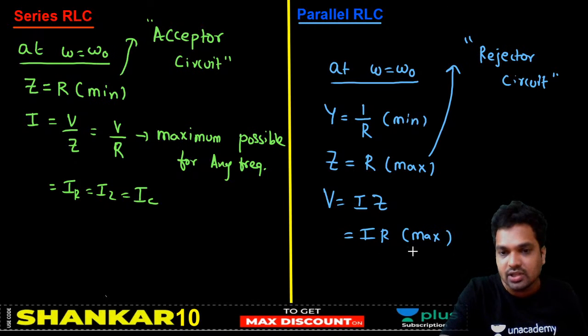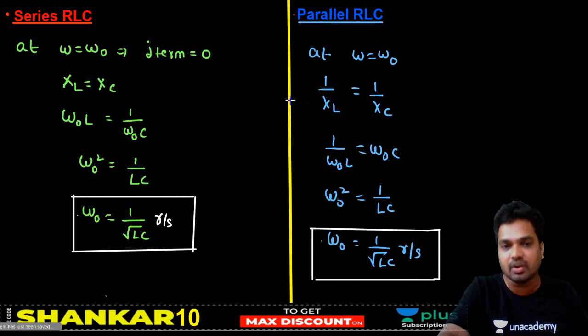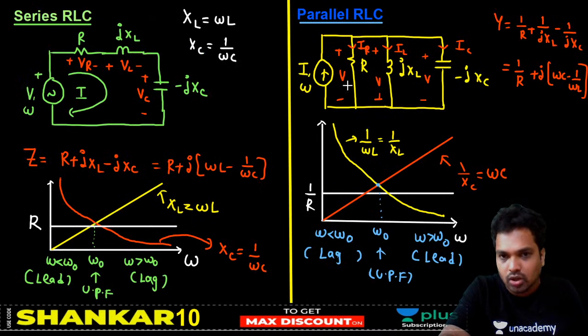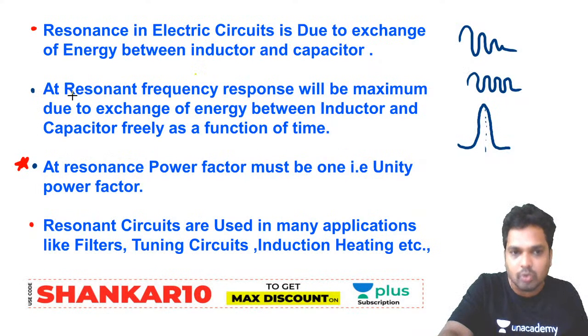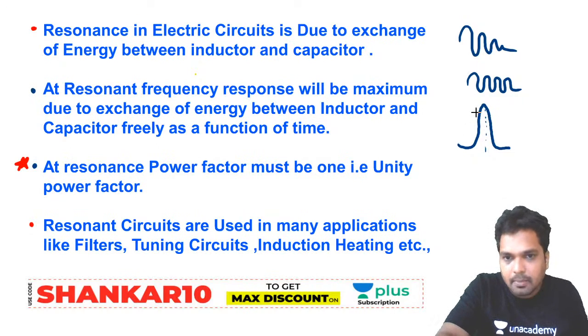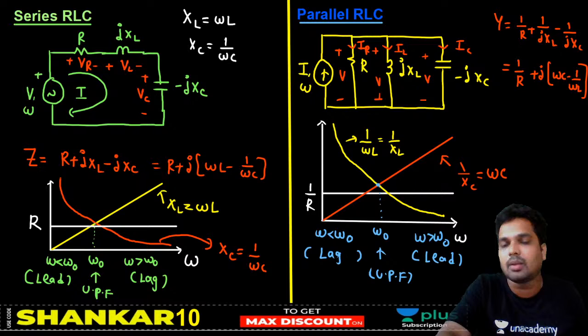For the parallel case, voltage will be maximum. For parallel, what is the excitation? Current. This voltage will reach its maximum at resonance. For series, the current will reach maximum at resonance. This is the point I told here. At resonant frequency, the response will be maximum compared to any other frequencies.